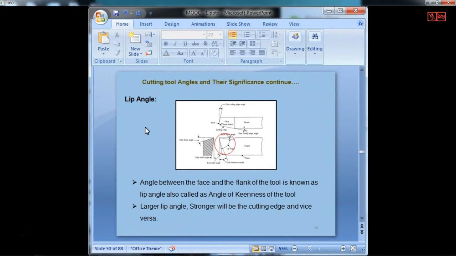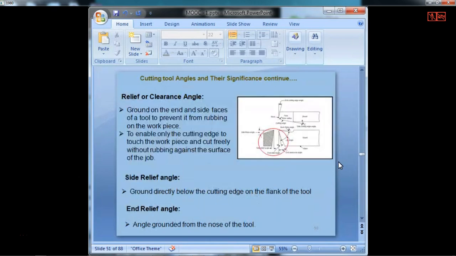Then we have what is called the lip angle. Lip angle is nothing but the angle between the face and the flank of the tool. It is also called the angle of keenness of the tool. The larger the lip angle, the stronger will be the cutting edge, and vice versa. If you have a larger lip angle, we'll have greater strength. But again, the other angles get affected, so you can't get a good edge angle and relief angle. So you need to know what should be the lip angle.